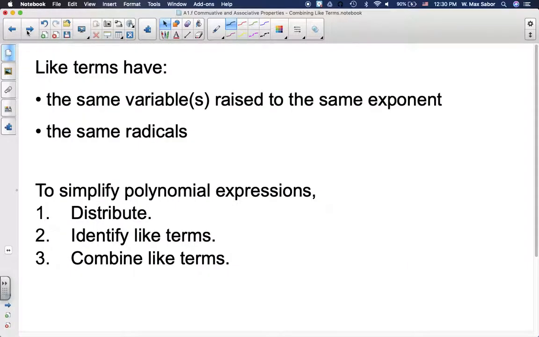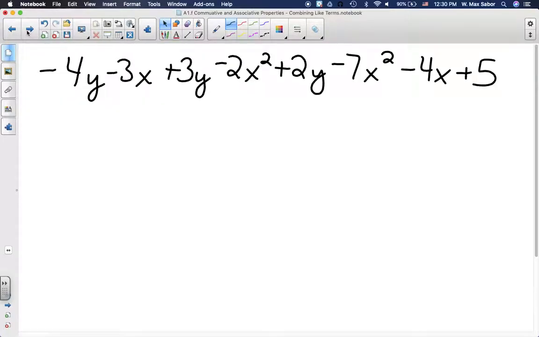Like terms have the same variables raised to the same exponents and the same radicals. Typically, when we're simplifying polynomial expressions, we will distribute, identify the like terms, and combine the like terms. So here, there is no distribution to be done. There are no parentheses with something multiplied into the parentheses. So now, we will identify the like terms. They have to have the same variable and same exponent. So, for example, here, these have the same variable and same exponent.